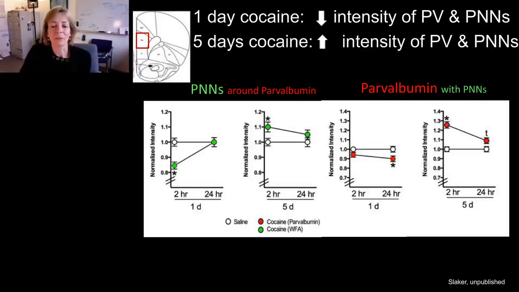For parvalbumin, we see largely the same picture. Everything's just perhaps a little bit delayed, but it pretty much mirrors what we see with these perineuronal nets. So we see some pretty dynamic changes that happen within 2 hours, but as you can see, they're in opposite directions depending on whether it's just a single cocaine injection or 5 days.